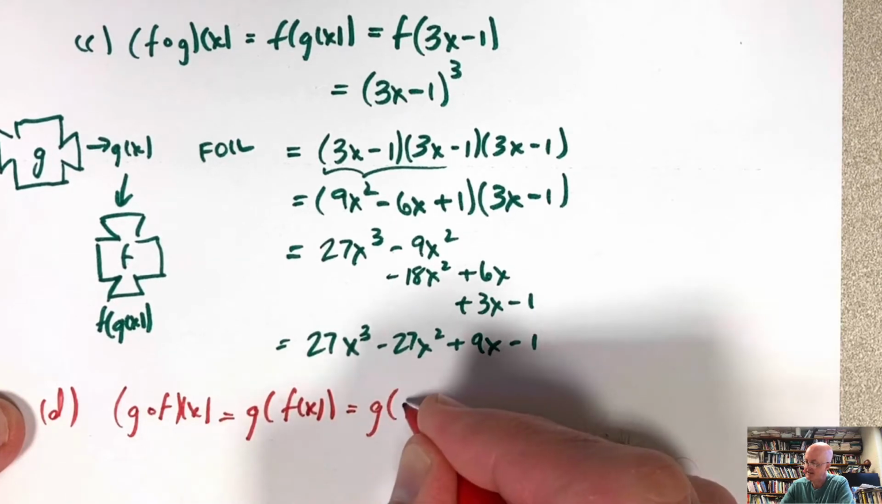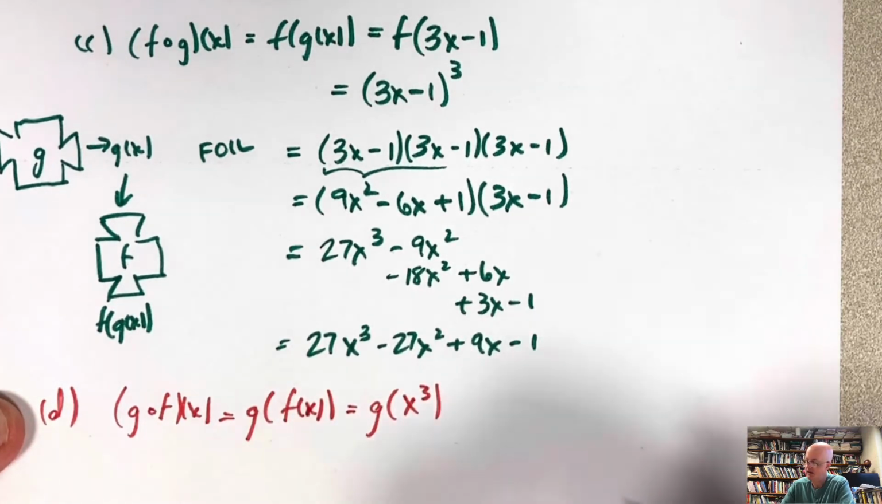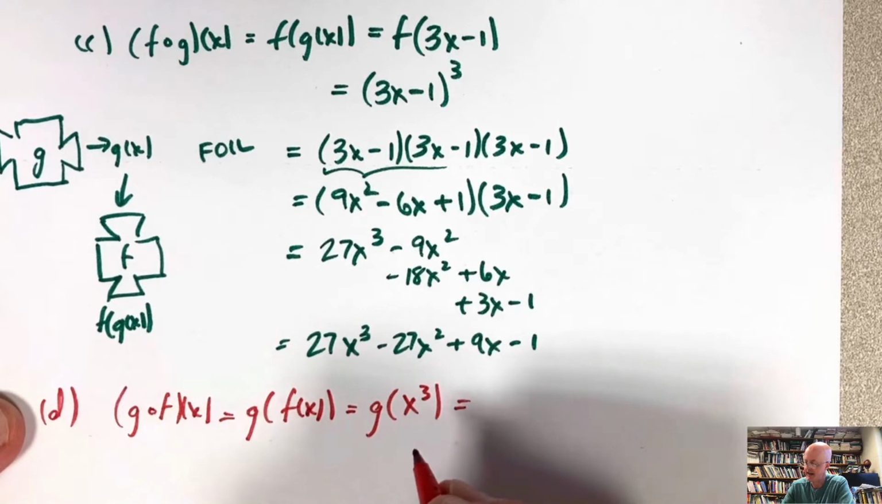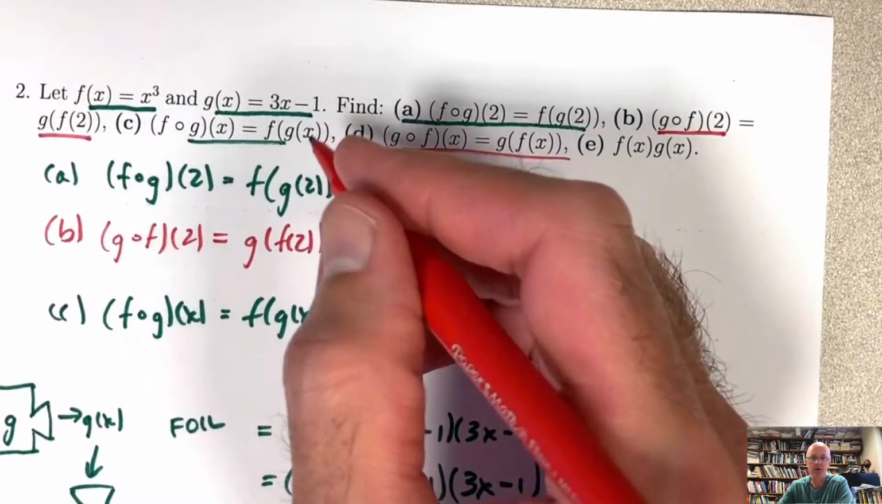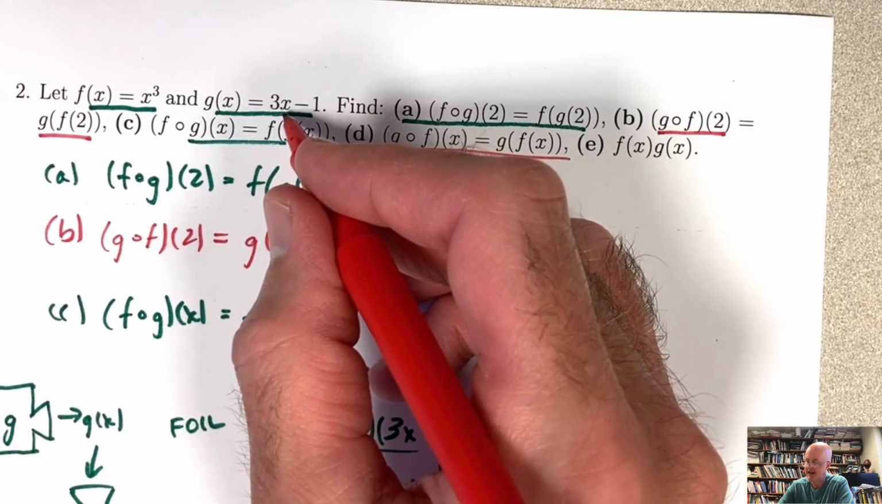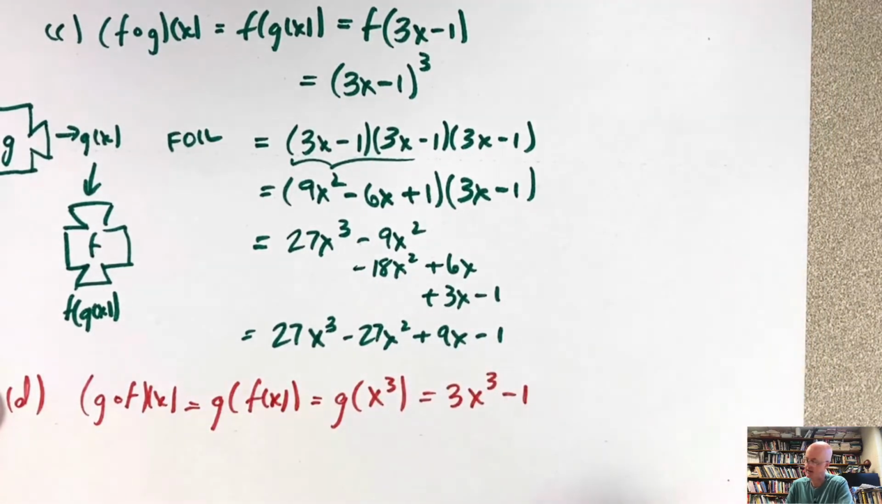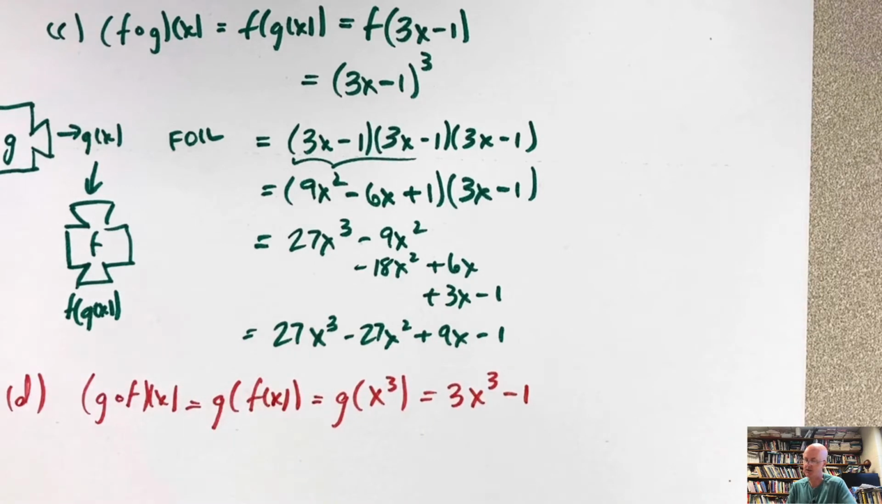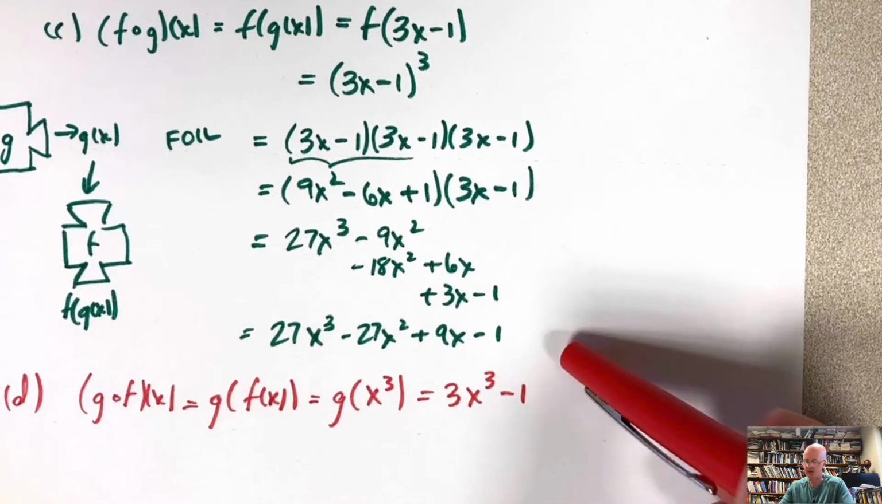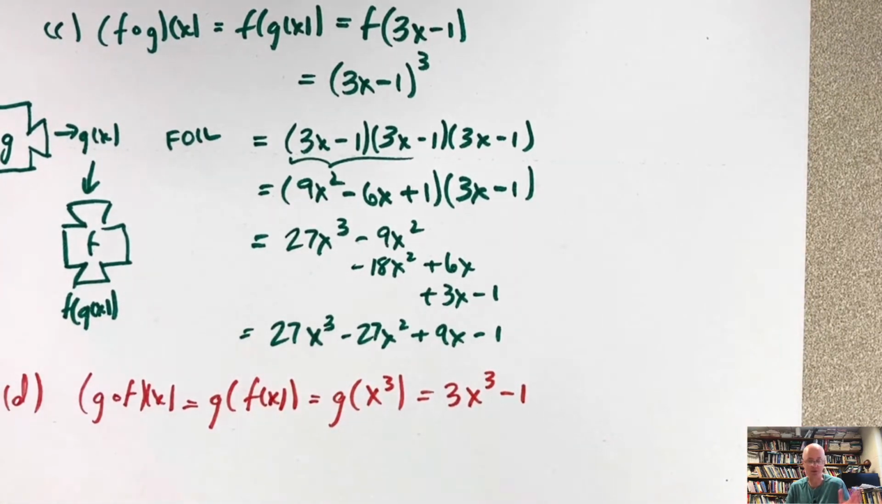The formula for f of x is x cubed. In the formula for g, I need to replace any x's with x cubed. Here's the formula for g. I need to replace that x with x cubed. And then you're done. There's nothing else you can do with that. So that's the formula for the other composition, and these are definitely not equal to each other in general, though they might be equal to each other at certain values of x.